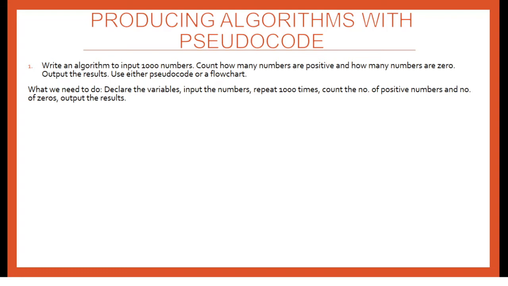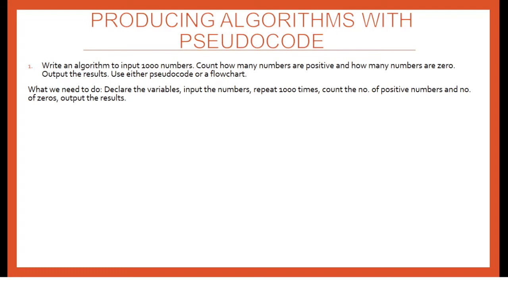Producing algorithms with pseudocode. Write an algorithm to input 1000 numbers. Count how many numbers are positive and how many numbers are zero. Output the results. Use either pseudocode or a flowchart. To do this, use your knowledge from the information previously discussed. I will give 2 example questions for you to solve yourself at the end of the video.